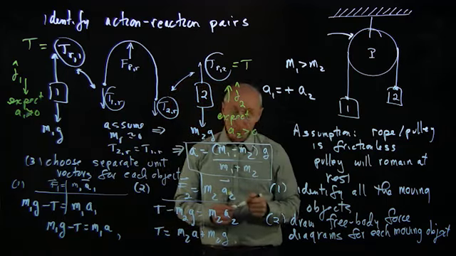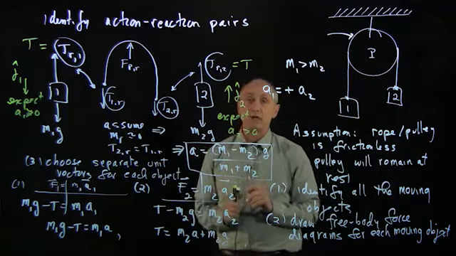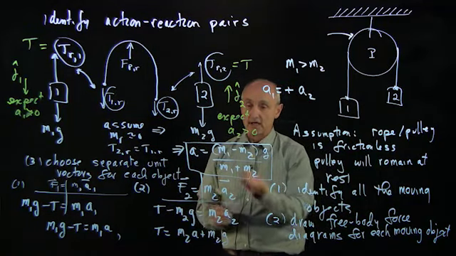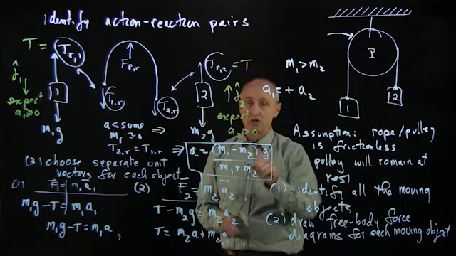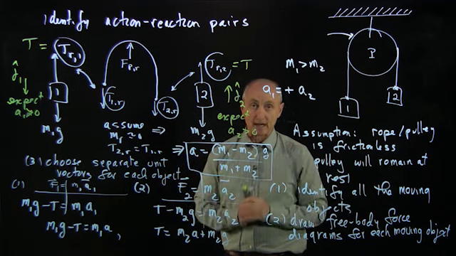Now, we're almost done. We need to check our answers. First off, does it have the dimensions of acceleration? Answer, yes. Mass divided by mass. g has the dimensions of acceleration. So that's my first check always with my algebra.